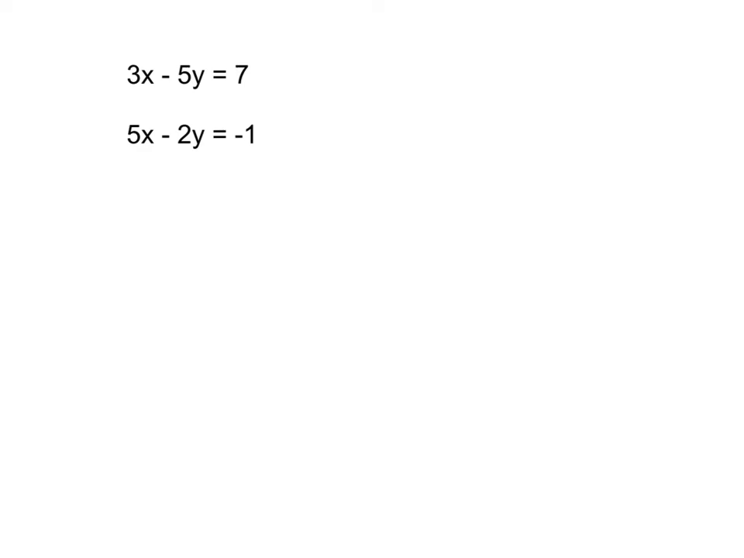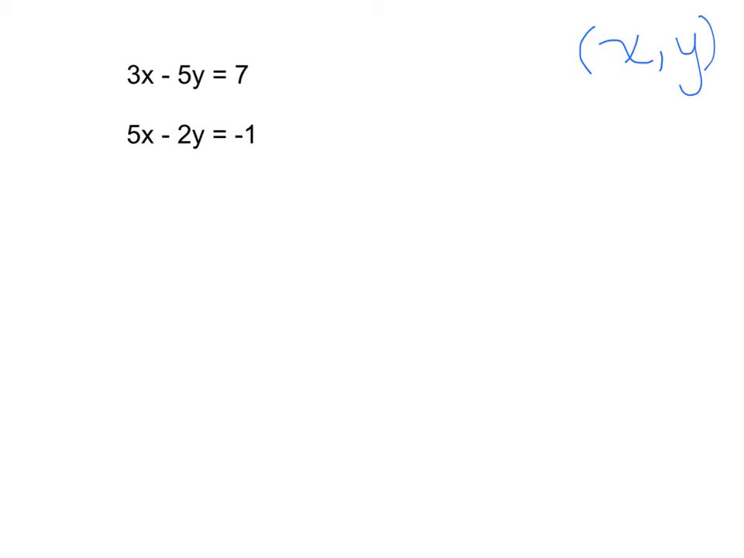We're going to use a new method to find the solution to these two equations simultaneously. That is, we're looking for an ordered pair x and y such that if we plug x and y into the first equation, it's true, and if we plug the same x and y into the second equation, it's also true. So we're looking for that solution, that ordered pair that makes them both true at the same time.